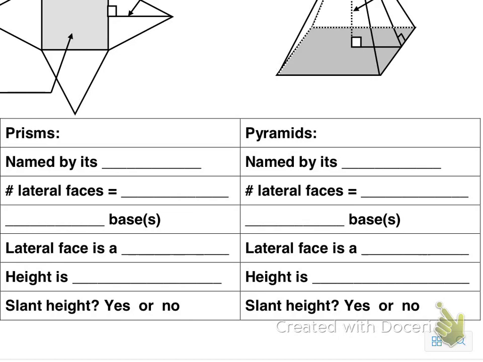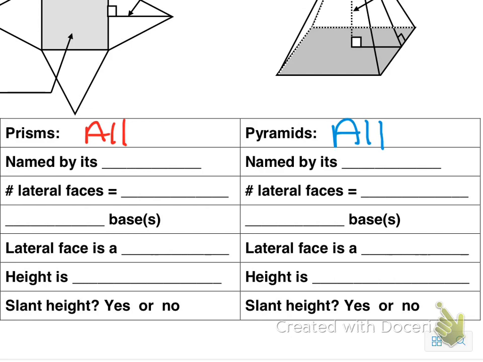Okay, now we're going to compare and contrast all types of prisms to all types of pyramids. We're not looking at any specific example. Again, what we're filling in the blanks are characteristics of all prisms. So you may even want to add that to your notes if you're not sure. So we're talking about all types of prisms, and we're talking about all types of pyramids.